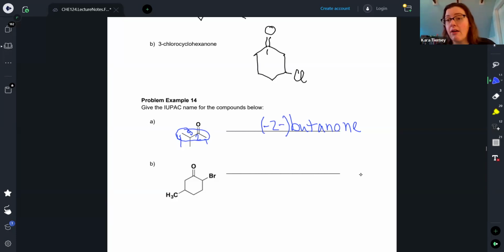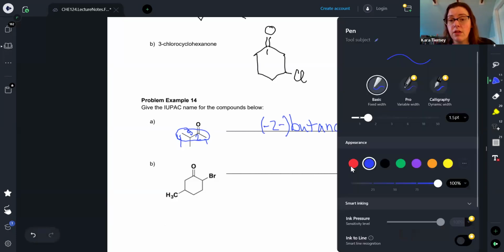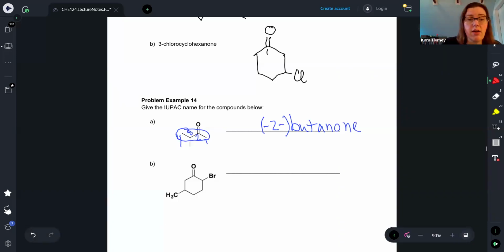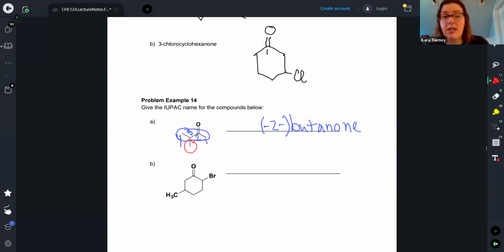And then we do have another functional group. I'm just going to differentiate that here. Excuse me, not a functional group, a substituent, my mistake. We do have a substituent in addition to our functional group, which was the ketone. This substituent is a methyl group. It's coming off of our third carbon. So we would call this 3-methylbutanone. If you put 3-methyl-2-butanone, that would be okay with me as well.